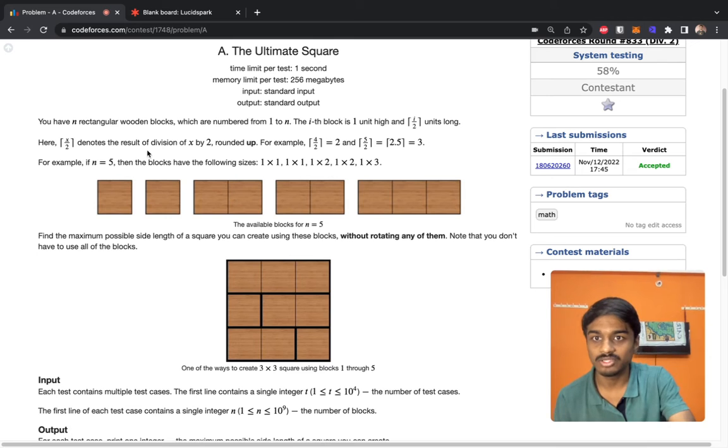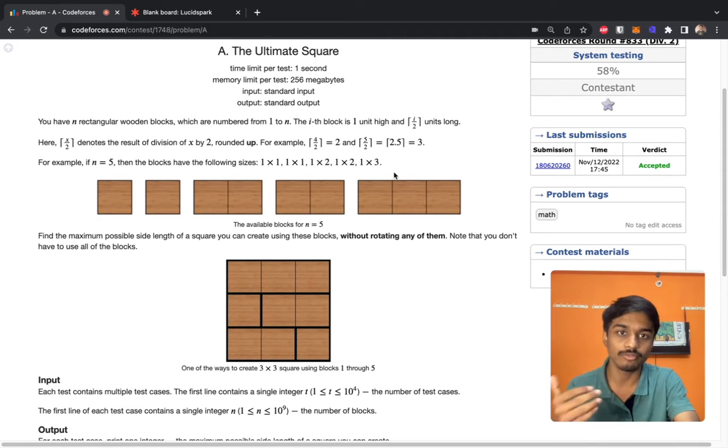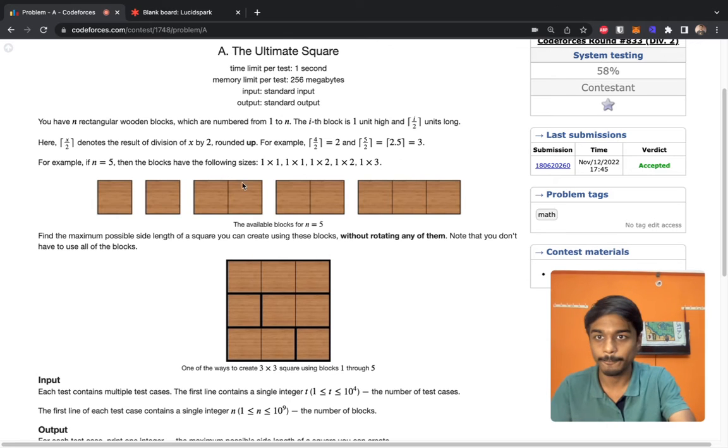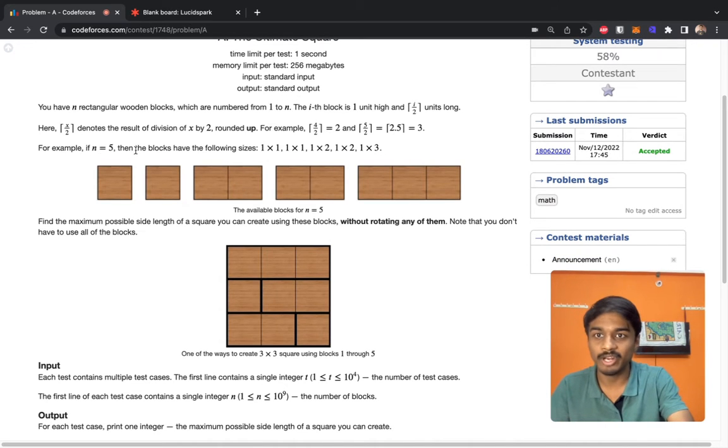Here ceil(x/2) denotes the result of division of x by 2 rounded up. You have to round up. So suppose 4 by 2 is 2, and 5 by 2 means you are getting a decimal point, you have to round off to the next upper number, that is 3. They have also given an example for n equal to 5.